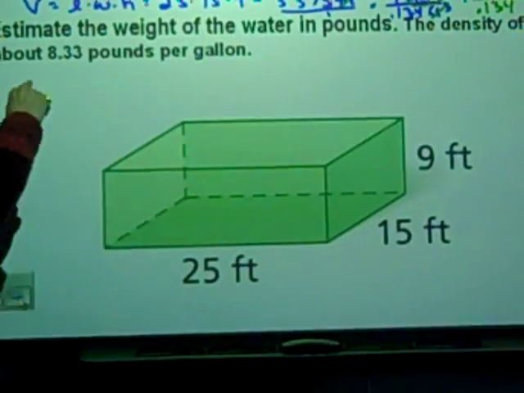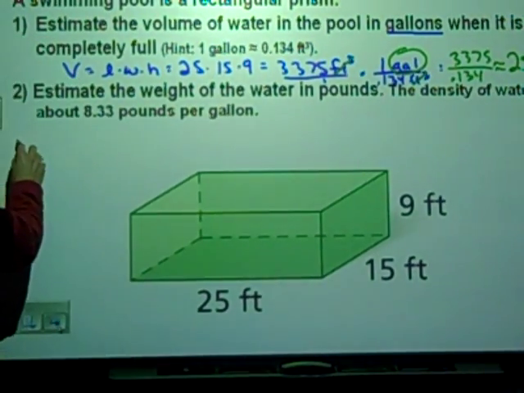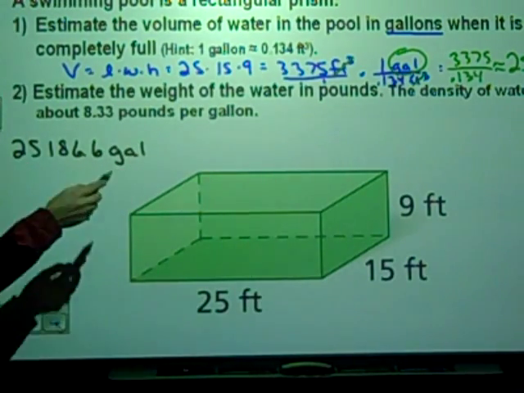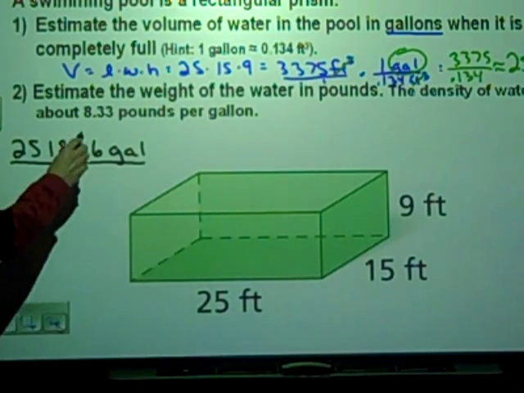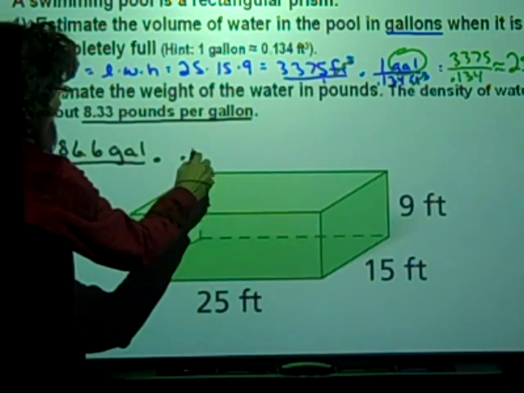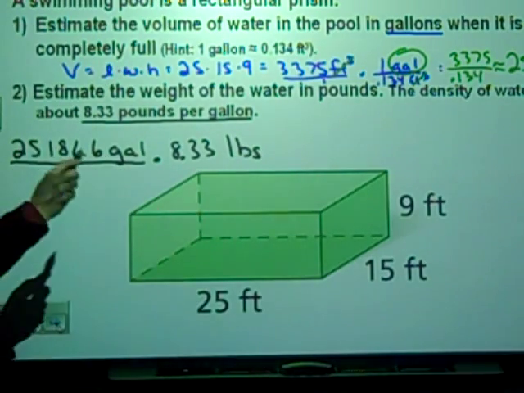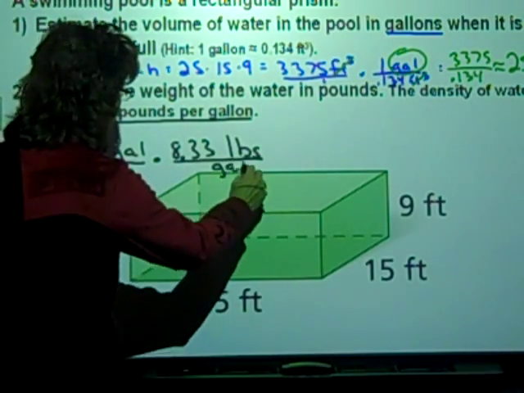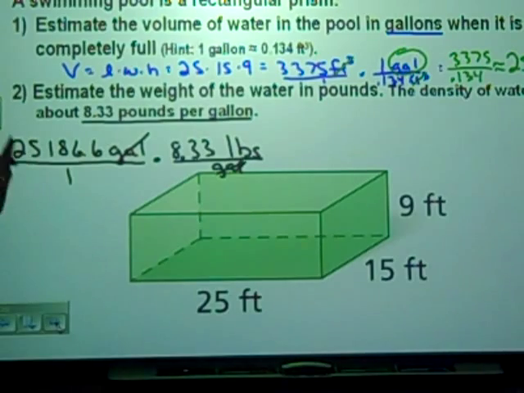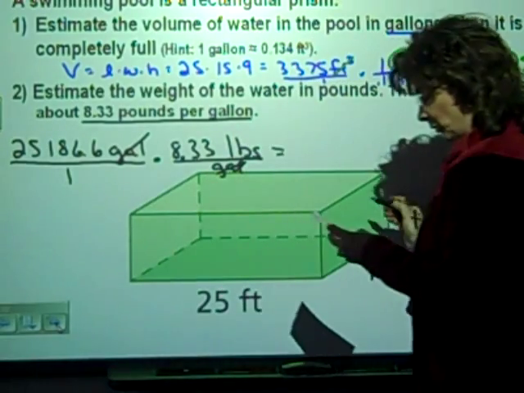Now, to find the weight of that water in pounds, we're going to do a little bit more unit conversion. I've got 25,186.6 gallons, and I want pounds. So I think of this as over 1, and I know there's 8.33 pounds per gallon. So I'll go times 8.33 pounds. LBS is the abbreviation for pounds per 1 gallon. Now notice I've got gallon in the numerator, gallon in the denominator. That'll cancel out, and I can multiply these two numbers together. Do that on your calculator.